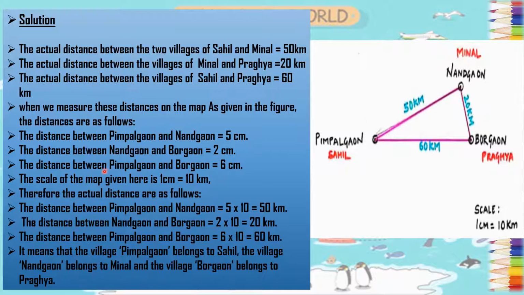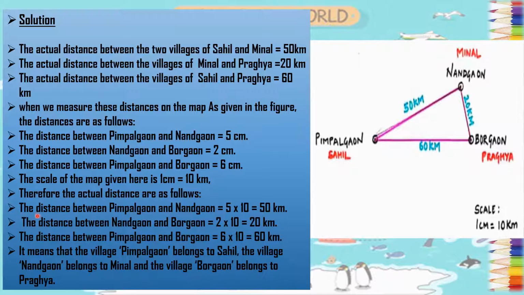The distance between Nandgaon and Borgaon, if you measure this distance, you will find that this is 2 centimeters. Then the distance between Pimpalgaon and Borgaon will be 6 centimeters. And the scale of the map given here is 10 kilometer, that is 1 centimeter is equal to 10 kilometers. Therefore, the actual distances are as follows.